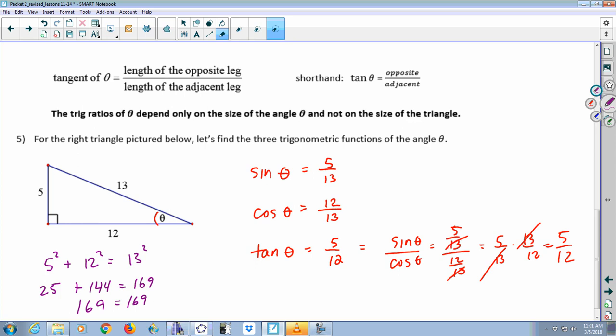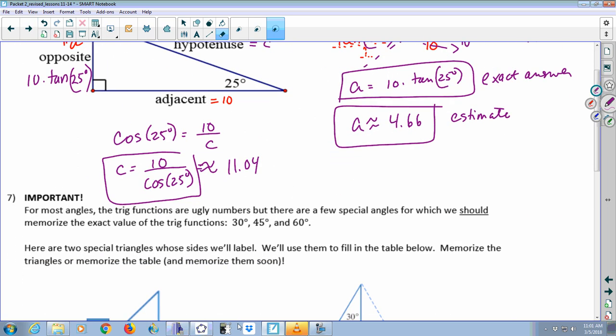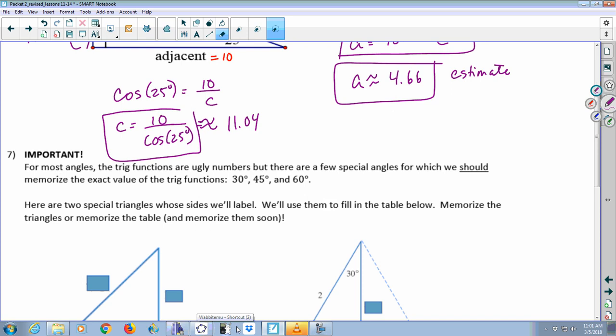If you have one of your angles, other than your right angle, of course, and one side, then you can find them with your calculator. All right, important. For most angles, the trig functions are ugly numbers, really ugly, like you just saw. However, we have 3 very special angles, 30 degrees, 45 degrees, and 90 degrees. And you should, I'm going to change should to must.